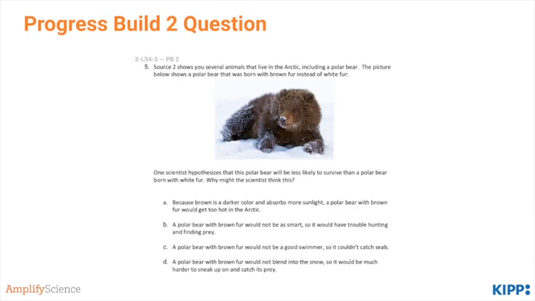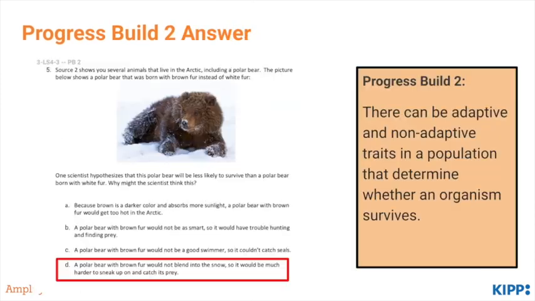Here's an assessment question for Progress Build 2. You should have chosen option D. A polar bear with brown fur would not blend into the snow, so it would be much harder to sneak up on and catch its prey. That's why polar bears are white. If they were brown, it would be more difficult for them to hunt.